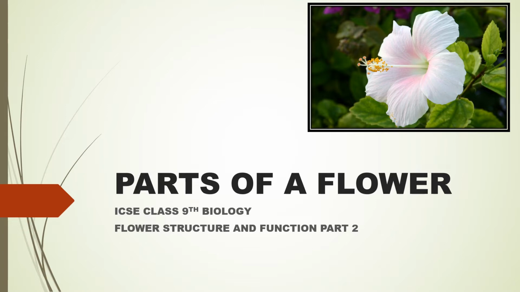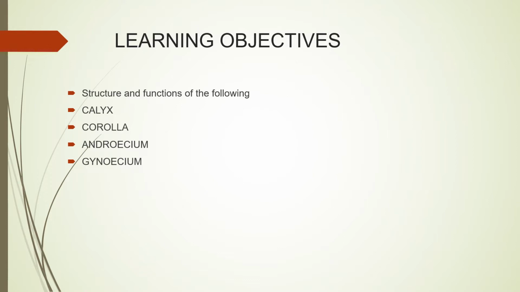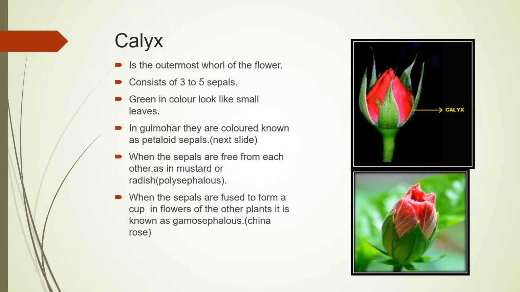So let us start with today's learning objectives. We will be moving on to the next slide. Today we are going to study the calyx, the corolla, and if time permits, we will also study the androecium and the gynoecium. Now let us move on to the first slide, where we'll be studying what a calyx is.